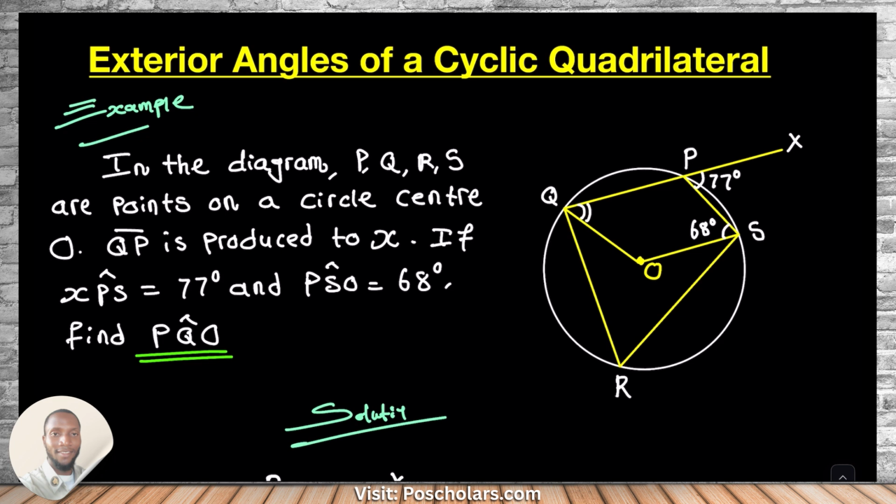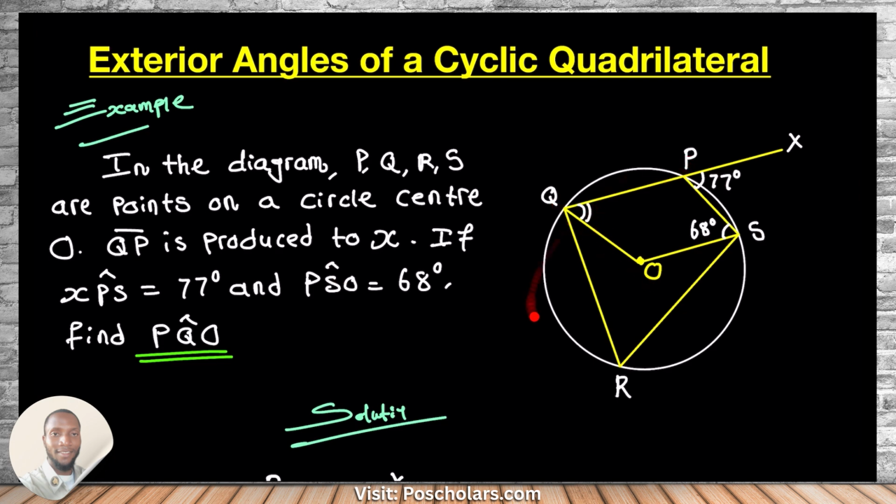Good. Now the question says in the diagram PQRS are points on a circle center O. This is the center O. This is P, Q, R, and X. QP is produced to X. If SPX is 77 degrees, and PSO is 68 degrees, find PQO. That's this part of the angle.